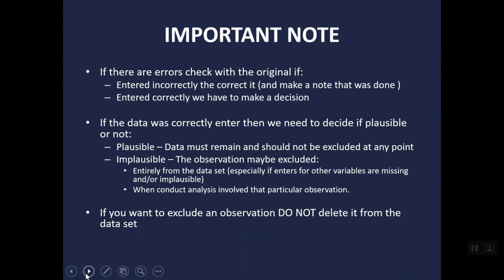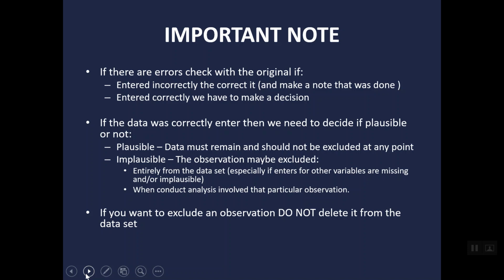So what happens if you find an error? Well, if it was entered incorrectly, then correct it and make a note that it was done, and I'm going to give you a tip on how to do that in a moment. If it was entered correctly, we have a decision to make. If the data was actually what was on the form, but it looks wrong, then we need to decide if it's plausible. If it's plausible, the data must remain and should not be excluded at any point.